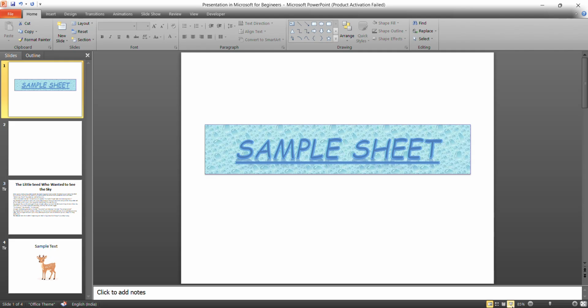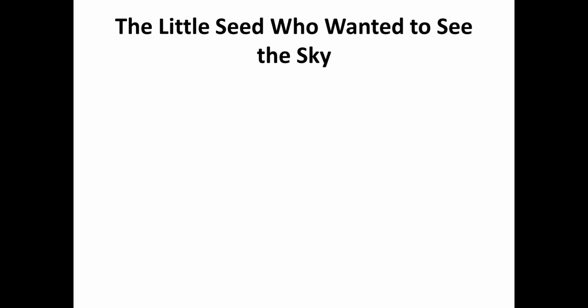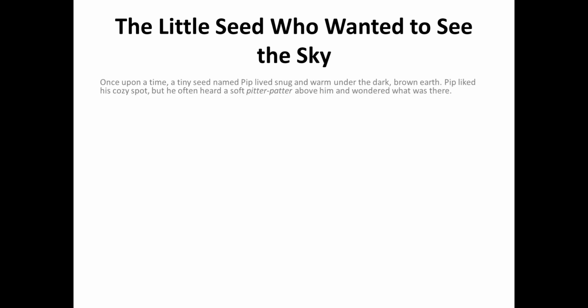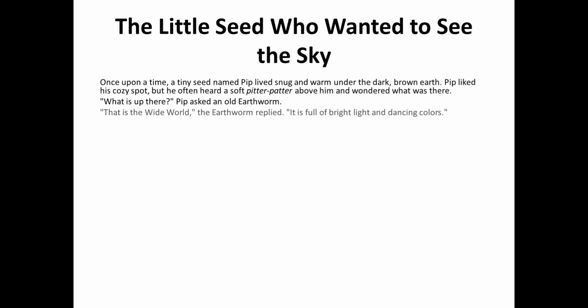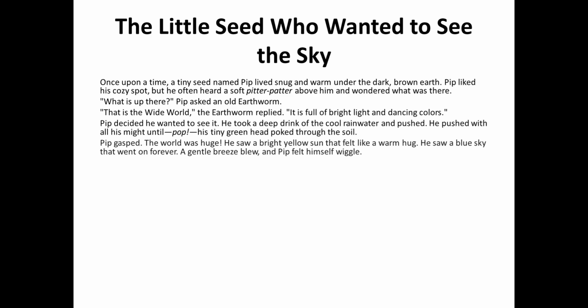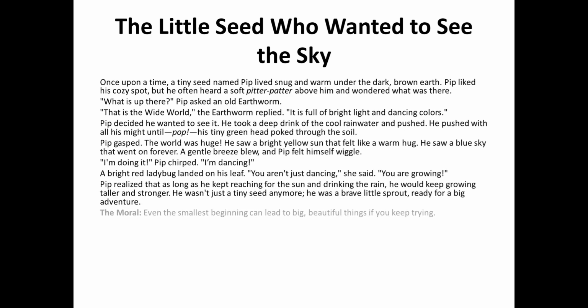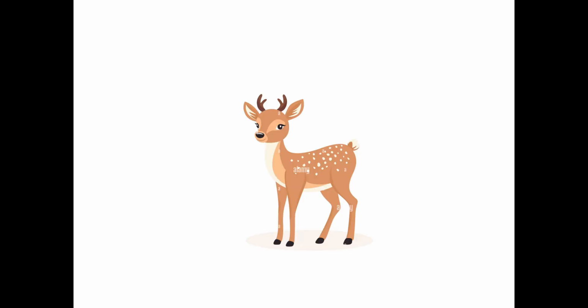So now let me see the slideshow. So this is a slideshow. So next slide is empty, and next is this one, and one by one in each click the story is coming. So next is sample text. I have given the transition for the sample text. It's like this. You can give as per your wish.